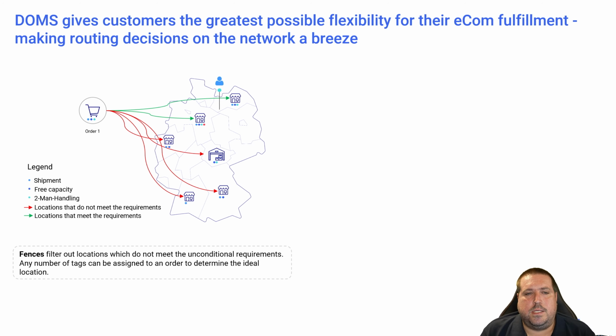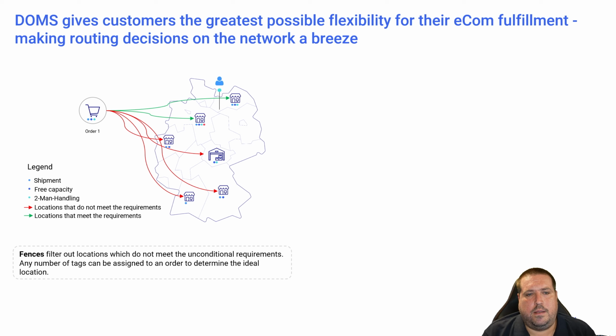And also it needs to have the capacity of doing two-man handling, which means there are typically items in the order that are very big, so they have to be handled by 2 people. And also the carrier that is shipping this has to have the ability to do two-man handling. And you see some of those locations don't meet these requirements.